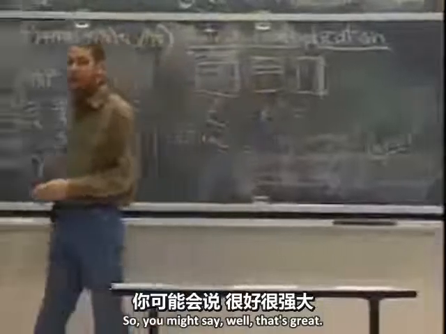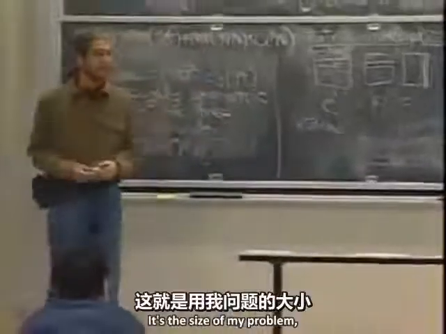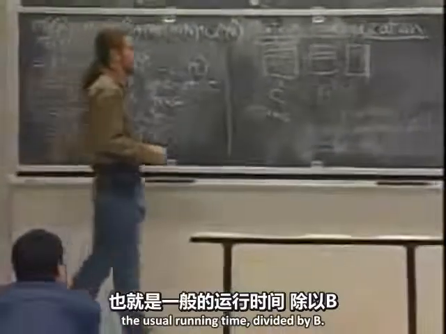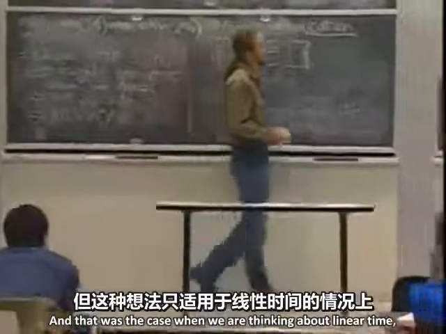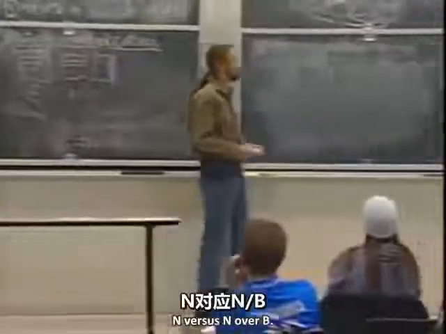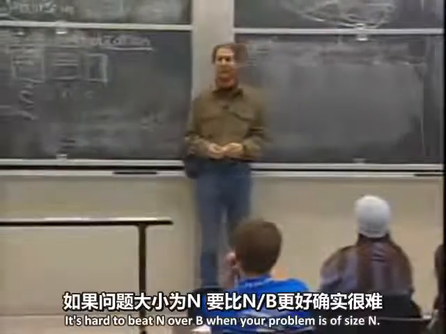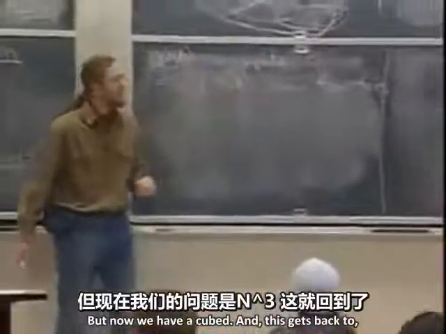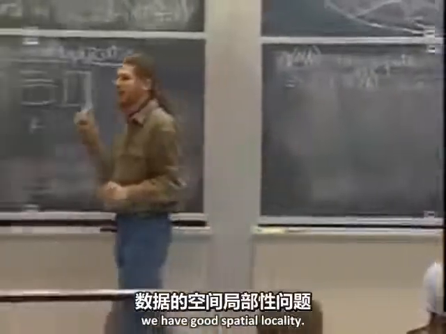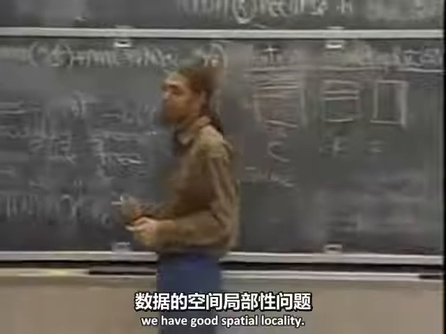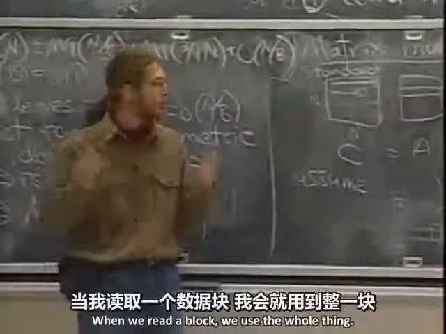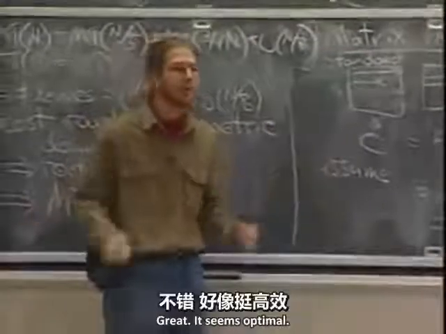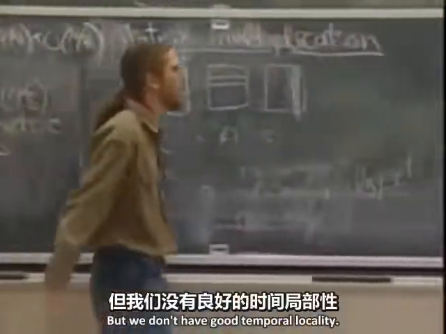So you might say, well, that's great. It's the size of my problem, the usual running time, divided by B. And that was the case when we were thinking about linear time, n versus n over B. It's hard to beat n over B when your problem is of size n. But now we have a cubed. And this gets back to, we have good spatial locality. When we read a block, we use the whole thing. Great. Seems optimal. But we don't have good temporal locality.